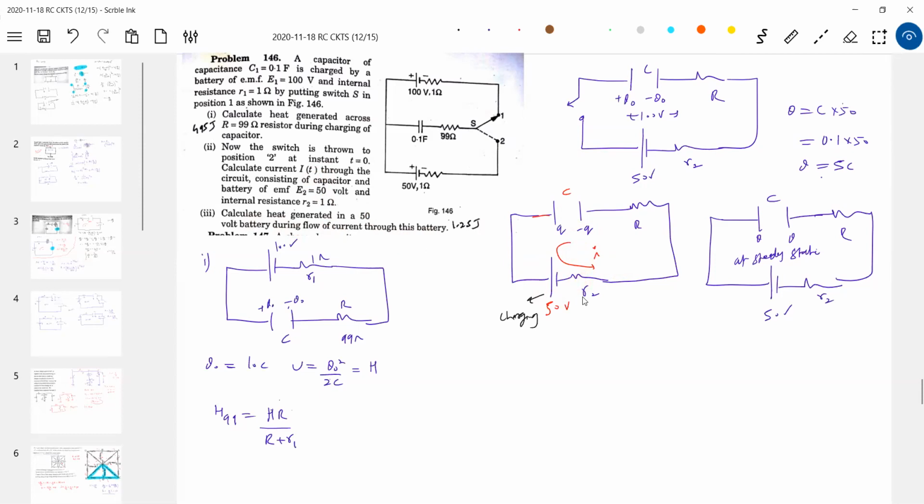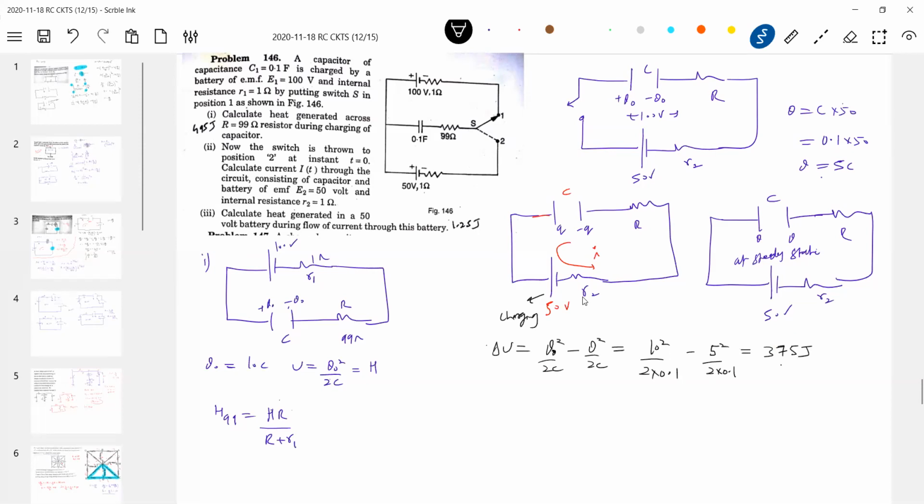Now first we'll calculate the decrease in potential energy, delta U. Delta U should be equal to Q naught square by 2C minus Q square by 2C, which is 10 square by 2 into 0.1 minus 5 square by 2 into 0.1. Anybody value? 375. Yes, there's a decrease in potential energy.